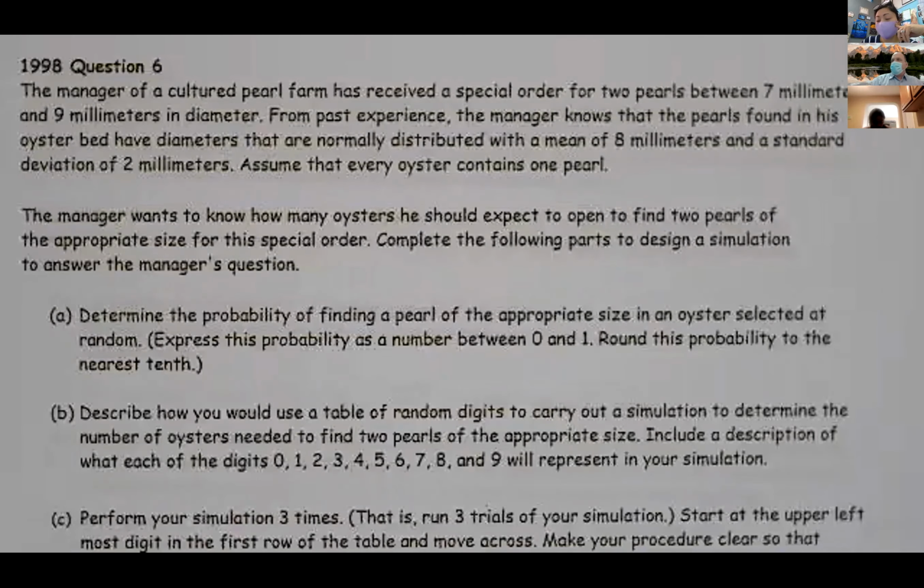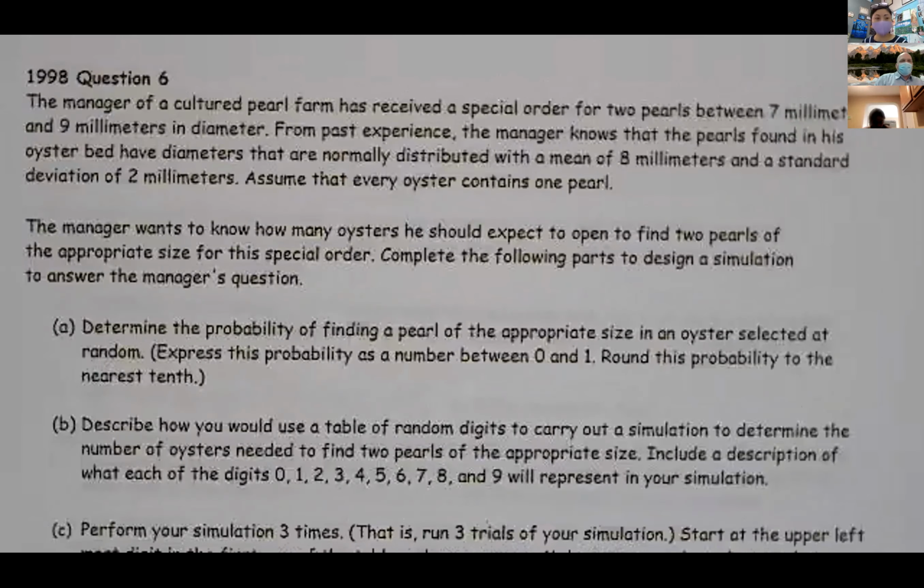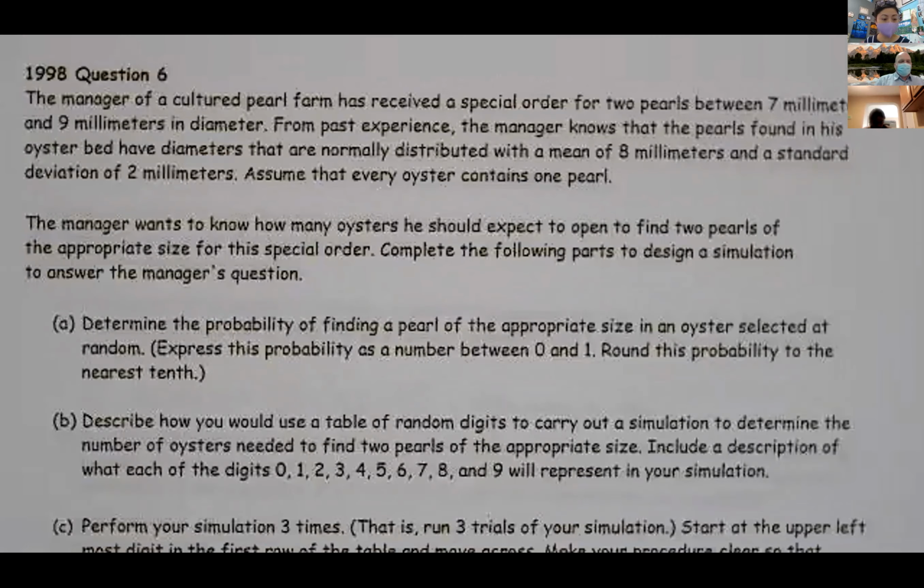All right, so we're now recording, and we're looking at 1998 question 6. This is a simulation question. One of the reasons we wanted to do this is we did not get to spend the time on simulations we'd like to. Plus, there are a few other things that are pretty important about this problem, and we'll address them as we go through it.